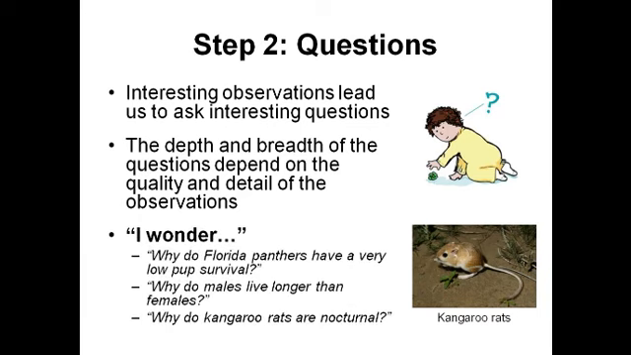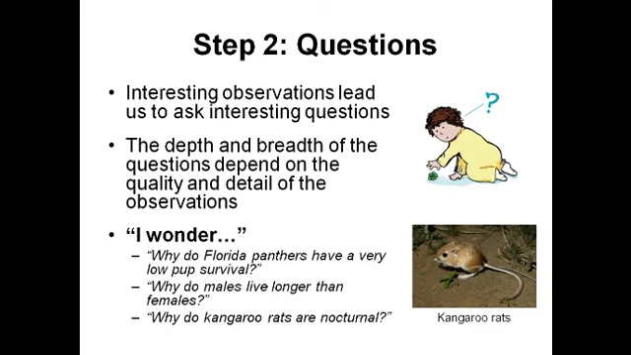Okay, so how are we going to convert our observations into some potential questions? First, our observation was that Florida panthers have very low pup survival. Now I'm questioning why. Why do Florida panthers have a very low pup survival? And again, why do males live longer than females? And why are kangaroo rats nocturnal?